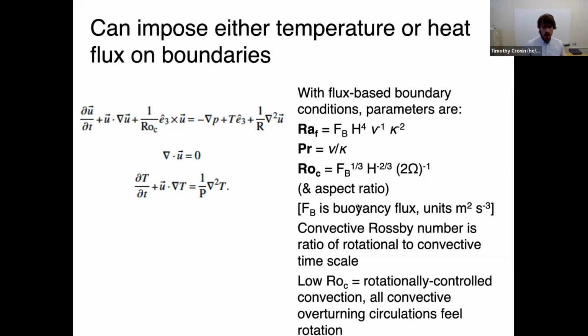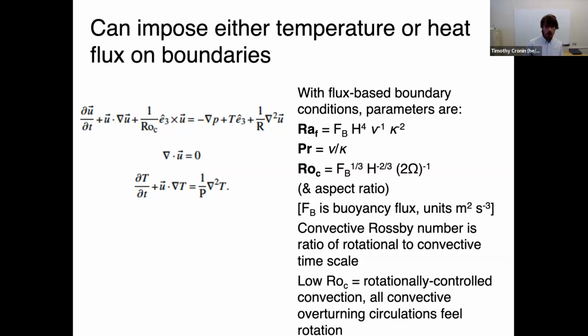So the convective Rossby number is proportional to the ratio of the time scale it takes for free convecting fluid to go from the bottom to the top of the layer of depth h, divided by the rotational time scale, or the rotational rate, I should say. The limit of low convective Rossby number, or convective Rossby number quite a bit less than 1, corresponds to rotationally controlled convection, where any sort of convective overturning cell strongly feels rotation.